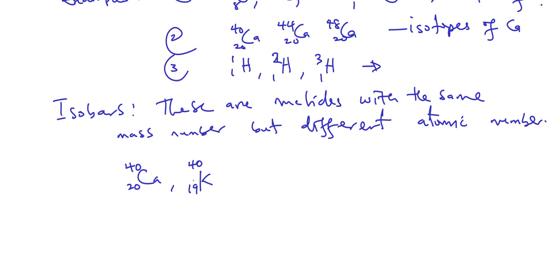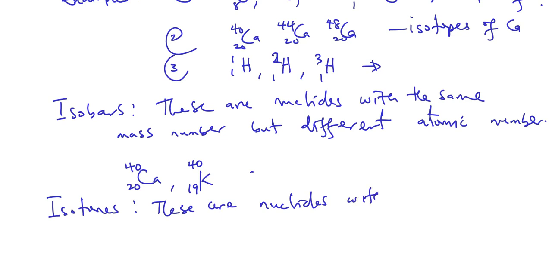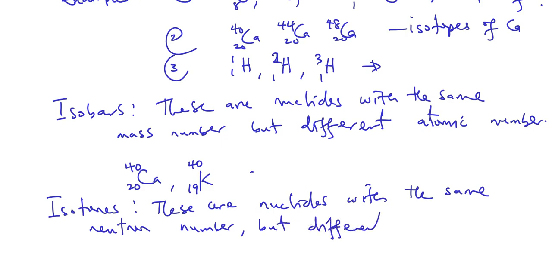Then the next definition is isotones. So these are nuclides with the same neutron number but different atomic numbers. So they have the same neutron number but they have different atomic numbers.